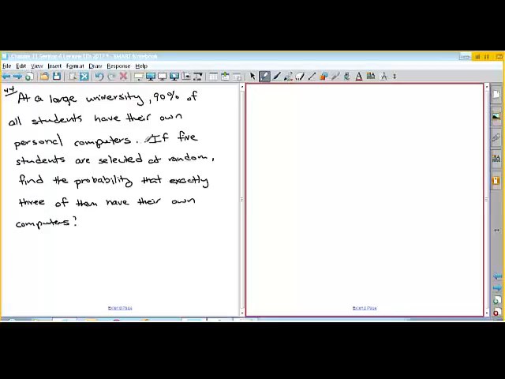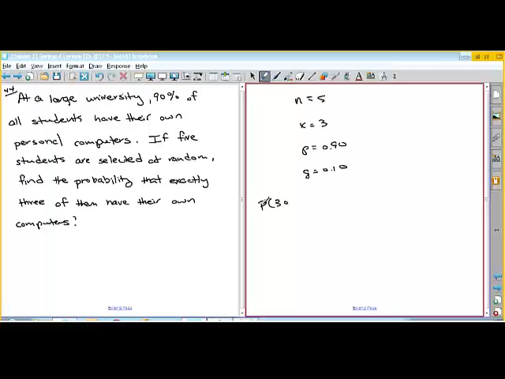Okay, number 44. At a large university, 90% of all students have their own personal computers. If 5 students are selected at random, find the probability that exactly 3 of them have their own computers. So, what is N? Well, 5. We only have 3 numbers here: 0.9, 5, and 3. So N is 5, X is 3, P is 0.9, Q is 0.1. Okay?